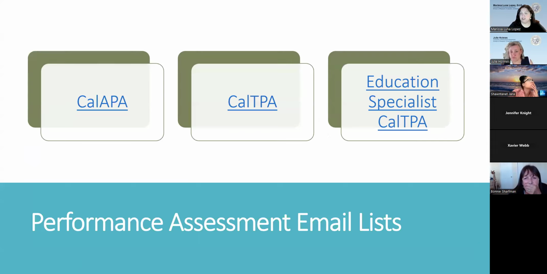CalAPA, CalTPA, and Education Specialist CalTPA email lists. You may have received notification of this meeting multiple times if you have signed up for multiple lists. I think it's better to get something two times than not get it at all. So if you are supporting CalAPA, CalTPA, or Education Specialist CalTPA, please sign up for these email lists. It's not just for coordinators, but faculty and mentors too. Any kind of information coming out is sent to these lists. And oftentimes, what's in the PSD is sent out on these lists as well, especially right before meetings are going to happen, so that we make sure that folks have the information. Okay, the next slide.